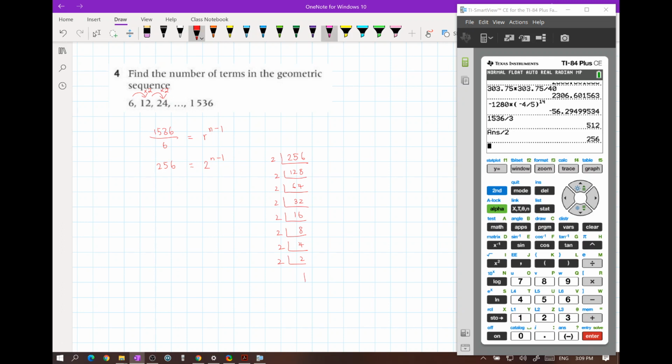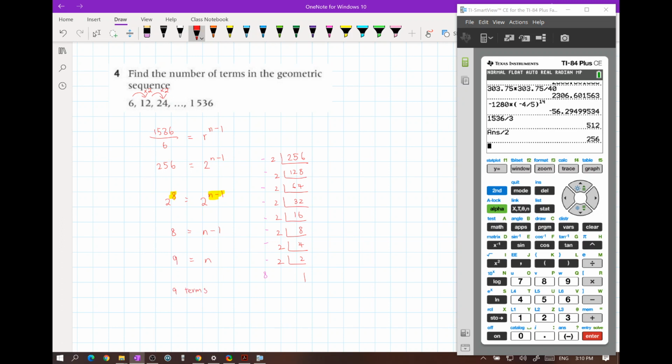So if we count this carefully, that's 1, 2, 3, 4, 5, 6, 7, 8. So that means this could be expressed as 2 to the power of 8 equals 2 to the power of n minus 1. And then if I set the powers equal, then I have 8 equals n minus 1. So therefore, there will be 9 terms.